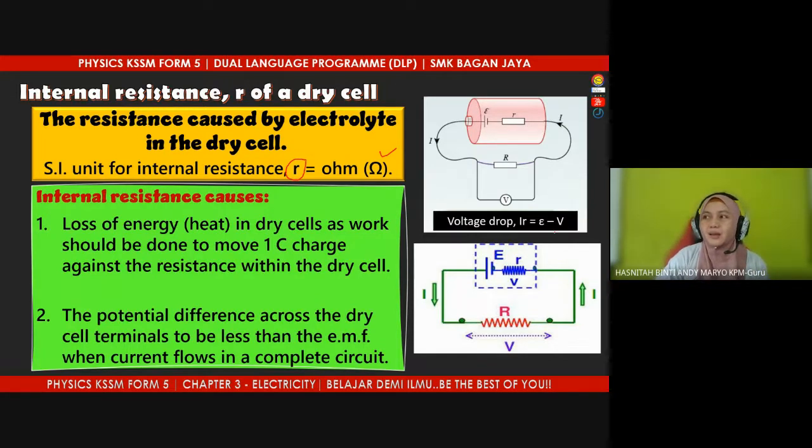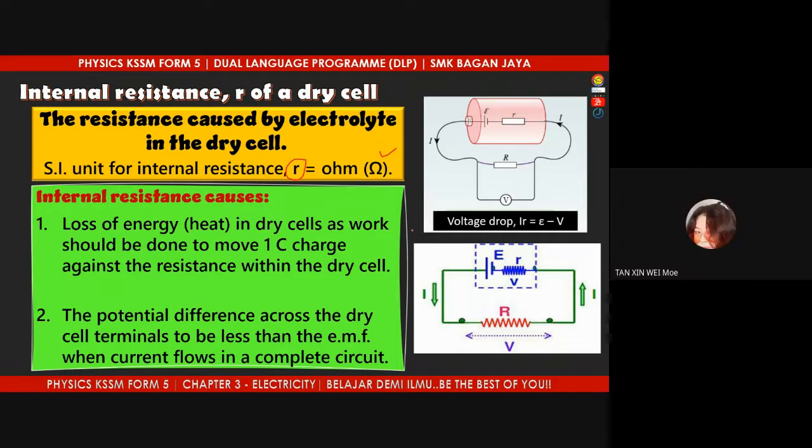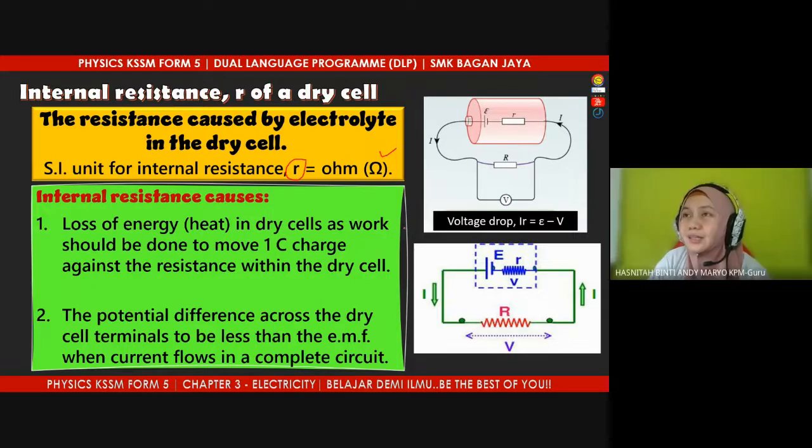Okay, and this is the formula to find the voltage drop. If you look at this formula, Ir equals EMF minus the potential difference. Teacher. Yes. Who is it? Zinwei, yes. Is it that the higher the internal resistance, the more heat energy is released? As written here, yes. This one, loss of energy, because it generates heat due to high resistance.